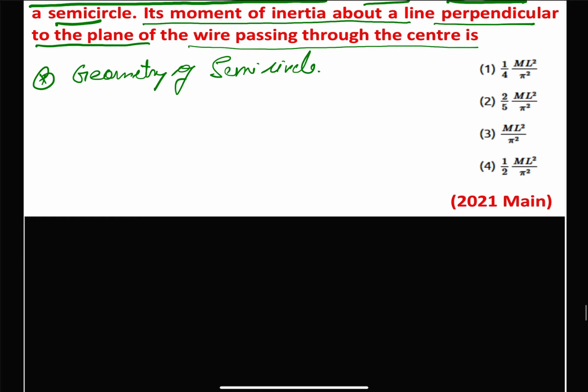Geometry of semicircle. So we have a wire whose length is given as L, and this wire is bent into a semicircle.